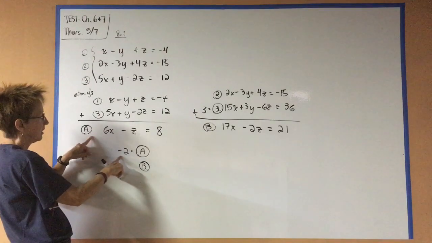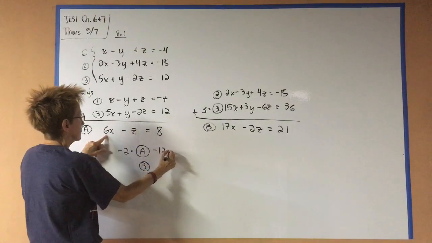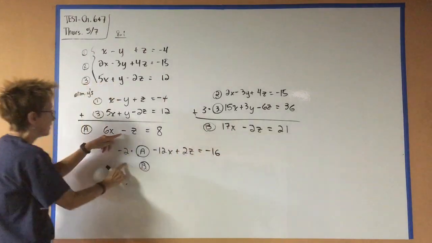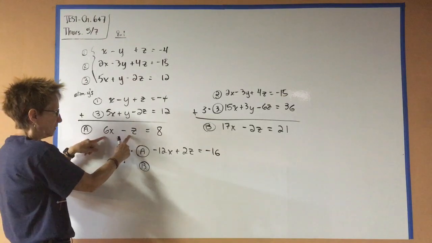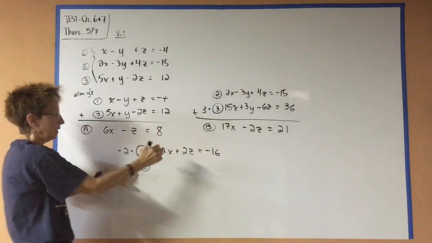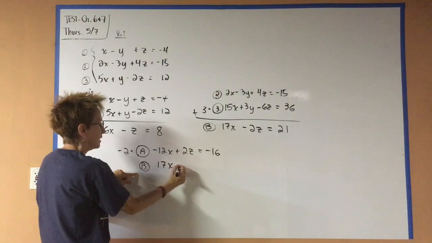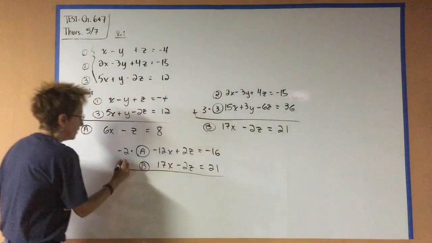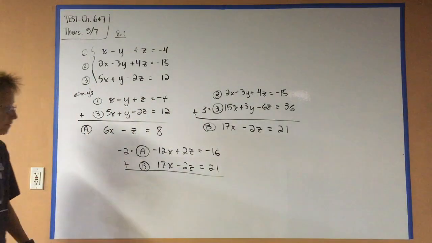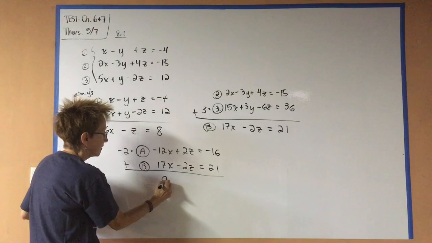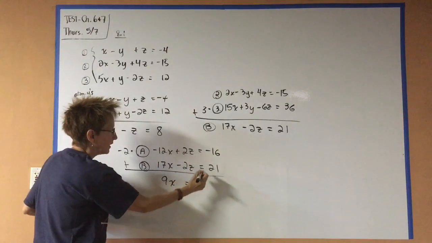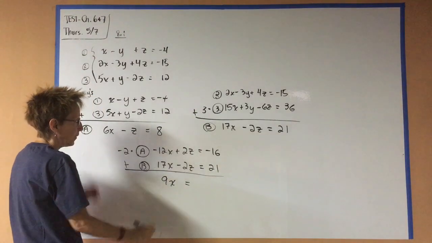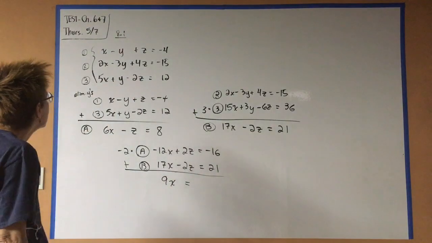So when I take negative 2 times equation A, I get negative 12x, positive 2z equals negative 16. Everything times negative 2. Equation B, I'm thinking leaving it alone will work: 17x minus 2z equals 21. This is ready to go now to eliminate the z's. So this gives me 9x, z's are gone, equals 21 minus 16 is, so what did I do wrong?